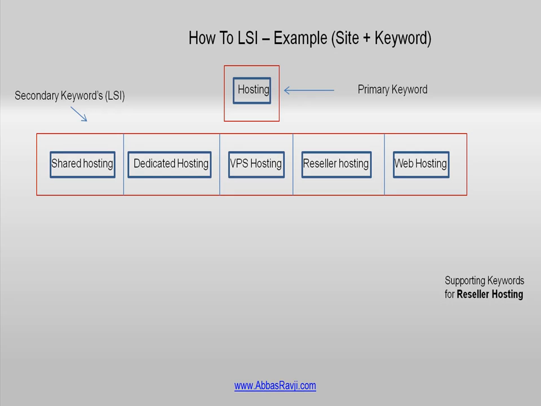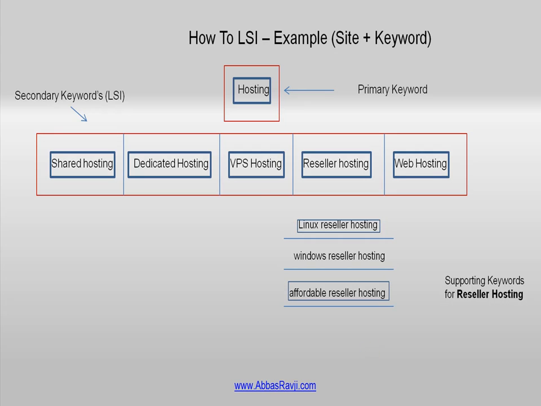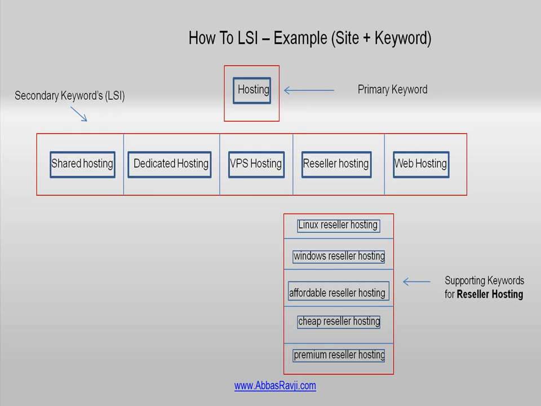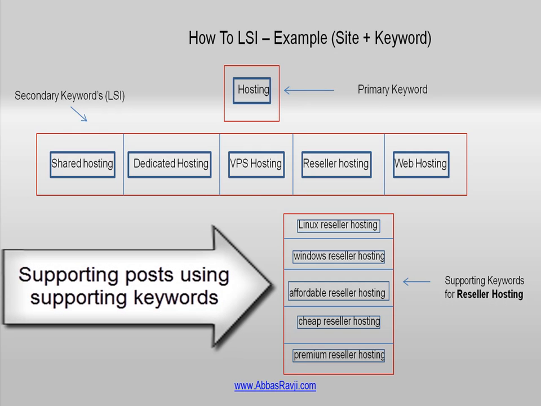And now what we're going to do is have supporting keywords for reseller hosting. So I'm going to have a look at reseller hosting as one page now, and we want to rank reseller hosting, for example. Now we want to give that proper theme and proper LSI structure to Google. Obviously our main keyword is hosting, our secondary keywords are already noted down there, and now we're going to have a look at exactly how you'd work on the pages. So for example, you might have something like Linux reseller hosting, Windows reseller hosting, affordable reseller hosting, cheap reseller hosting, premium reseller hosting. All of these, guys, are going to be your supporting keywords for your reseller hosting.